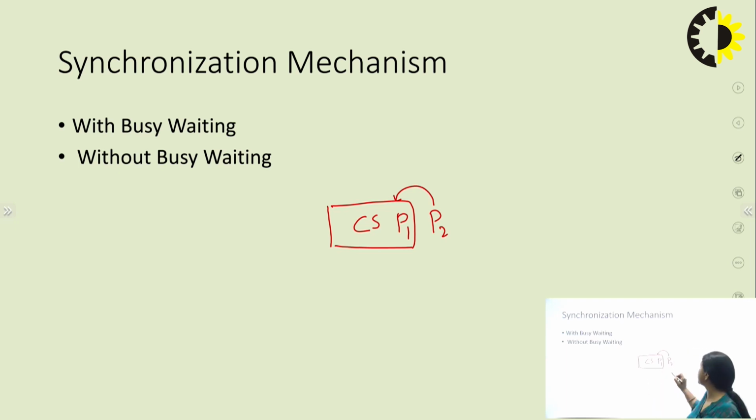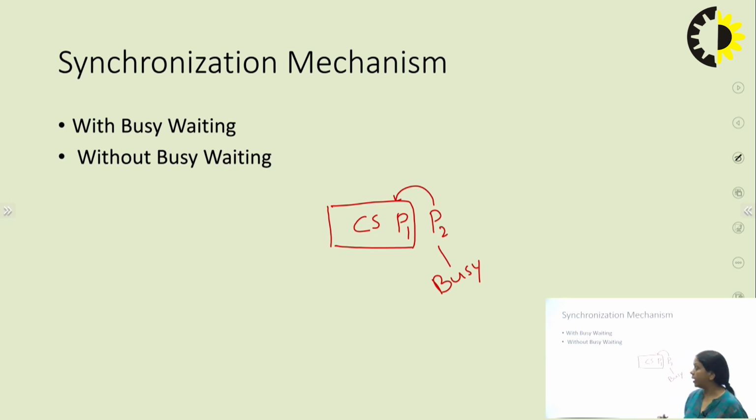This is known as busy waiting. So this is a drawback of a particular mechanism. This will decrease the CPU utilization, because the CPU is unnecessarily waiting for a particular task. It is not doing some useful task. So busy waiting is not required. But many of the synchronization mechanisms are using busy waiting.